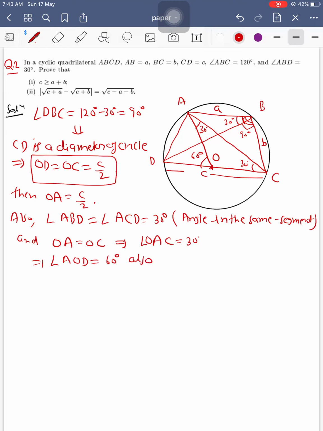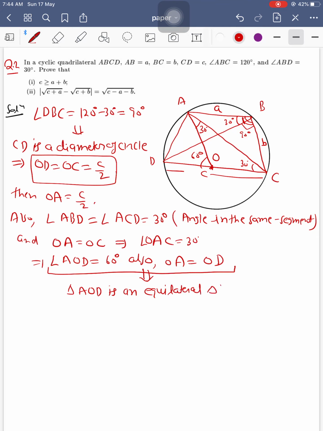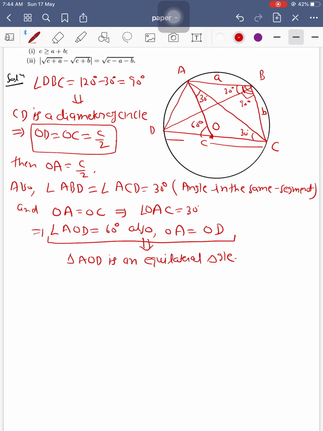Also, in triangle AOD, OA equals to OD. Angle AOD is 60 and OA equals to OD. These two results taken together implies triangle AOD is an equilateral triangle. This implies AD is what? AD is also C by 2.